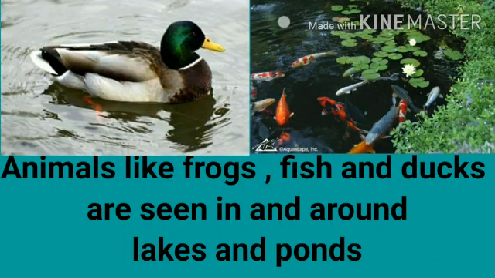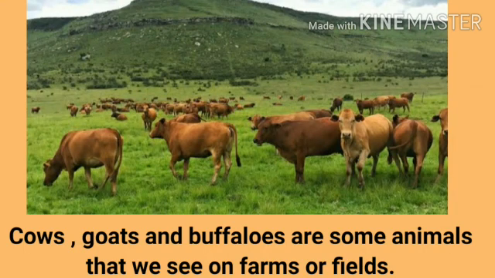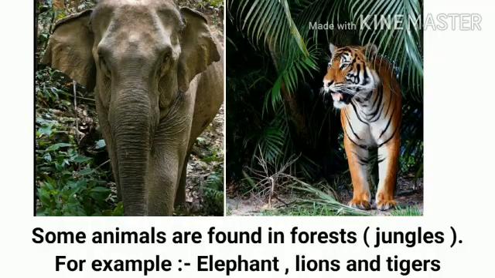Animals like frogs, fish, and ducks are seen in and around lakes and ponds. Cows, goats, and buffaloes are some animals that we see on farms or fields. Some animals are found in forests and jungles, for example, elephants, lions, and tigers.